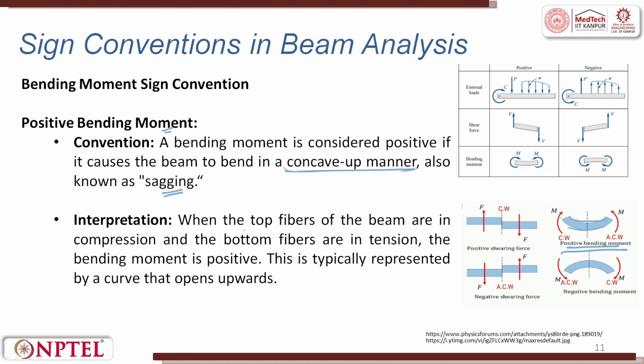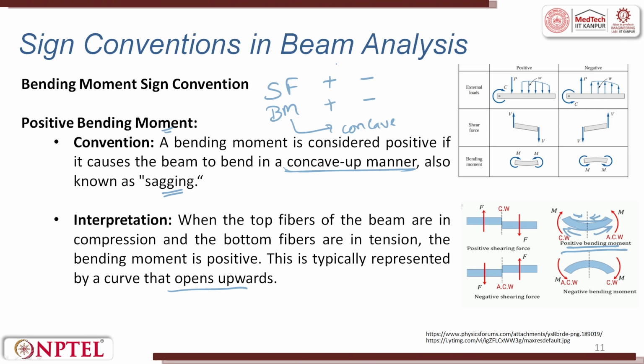When the top fibers of the beam are in compression and the bottom side is in tension, the bending moment is positive. This is typically represented by a curve that opens upward. I am sure by this time you will be able to understand SF positive, SF negative, BM positive and BM negative. So, BM negative will go towards a concave shape.